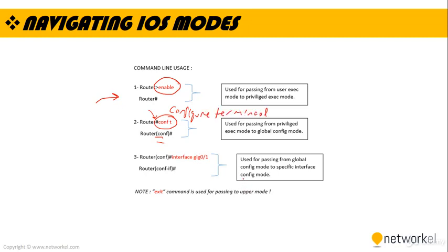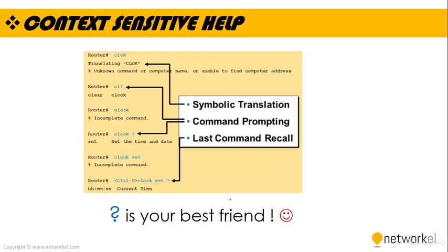And when you're in the global config and you want to switch to a specific interface configuration mode, for example, you type interface and the interface's name, and you get into the config interface mode. Note, the exit command is always used for passing to the upper mode. So, let's take a look at the IOS features.